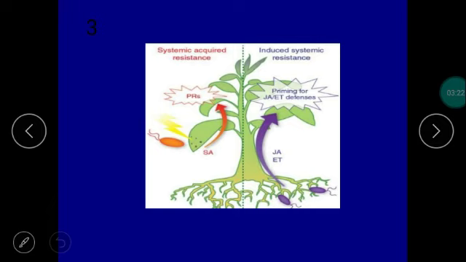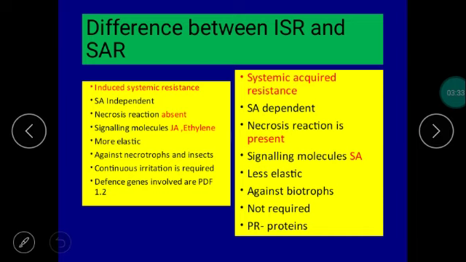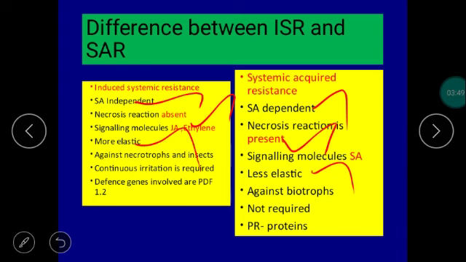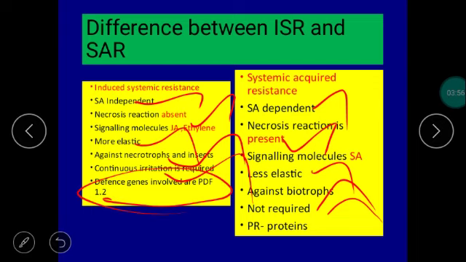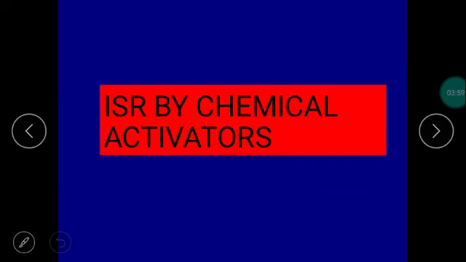This is the difference between systemic acquired resistance and induced systemic resistance. Induced systemic resistance involves jasmonic acid and ethylene compounds, whereas systemic acquired resistance involves the salicylic acid compound. Induced systemic resistance is salicylic acid independent. The necrosis reaction is absent in ISR, and necrosis is present in systemic acquired resistance. Here there is no necrotic action, as we involve only non-pathogenic rhizobacteria or microorganisms. It is less effective against necrotrophs and insects and more effective against biotrophs. Continuous irritation is required for one, and not required for the other. Different genes are involved: PDF 1.2 here, and PR proteins there. Now the ISR by chemical activators.